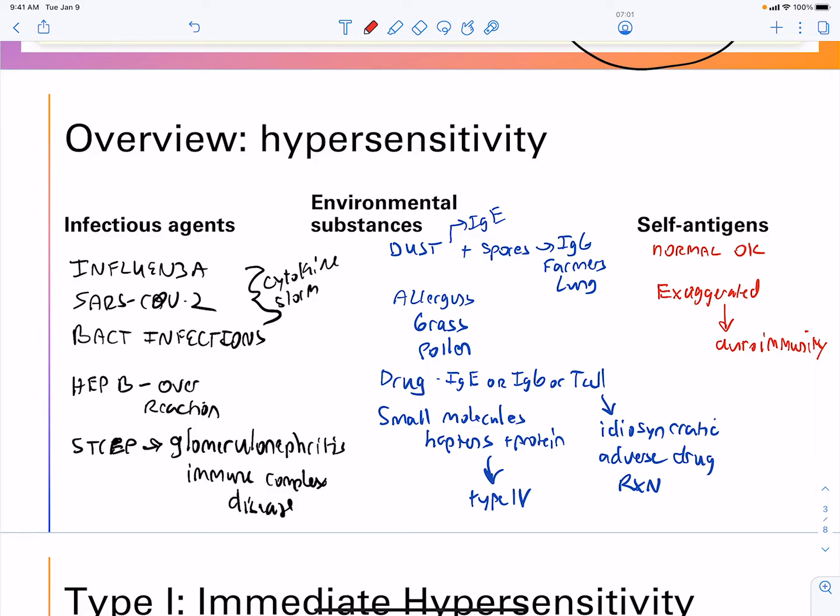Now, if you do have an autoreactive response against an antigen that is common and your immune system can see it pretty regularly, then you're going to get an exaggerated response, and then you're also going to get autoimmunity.